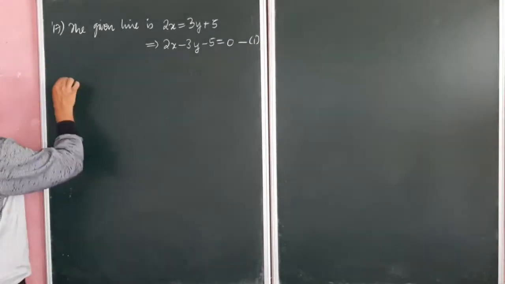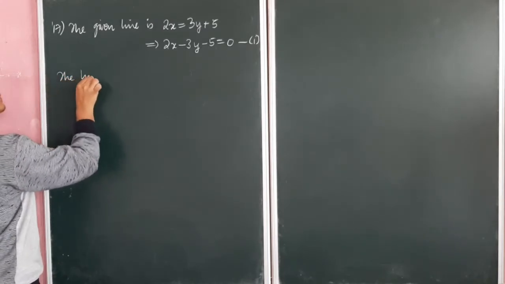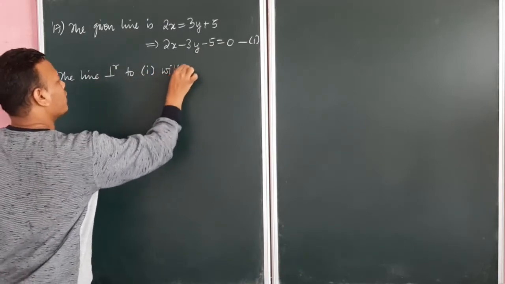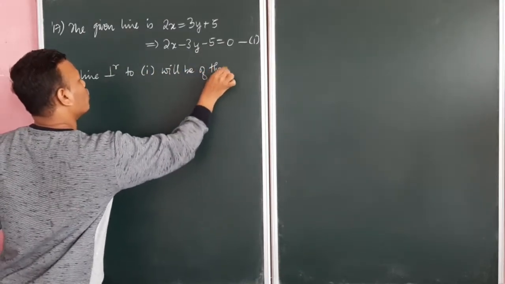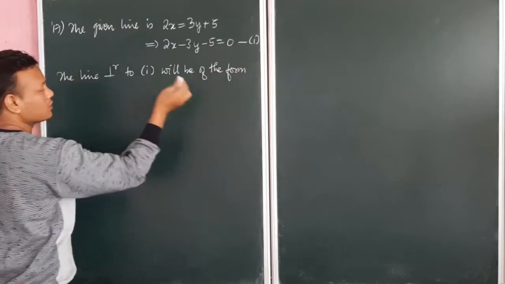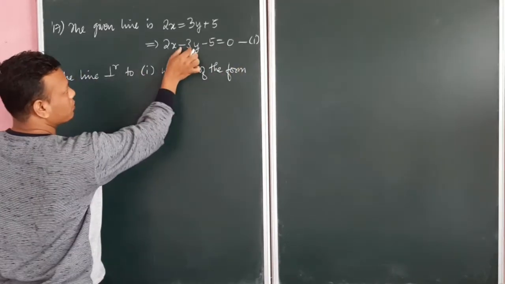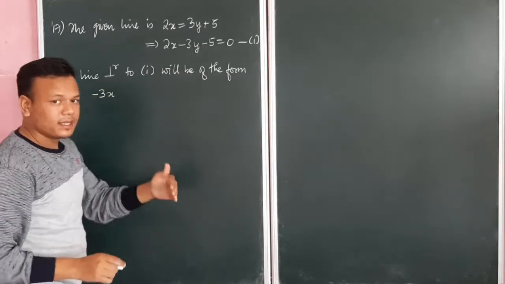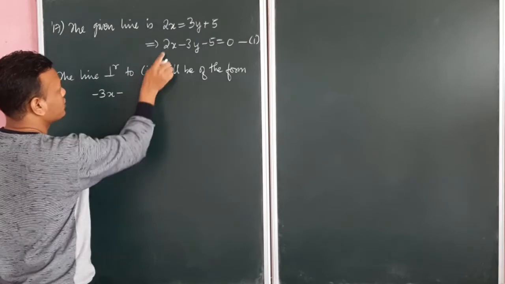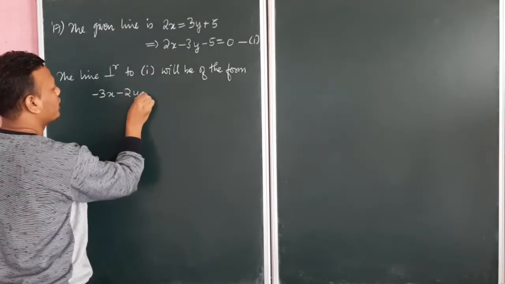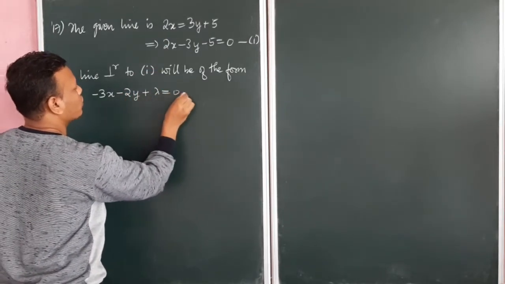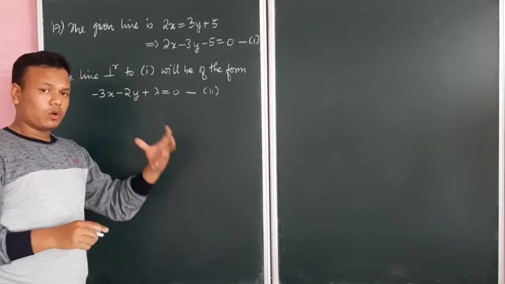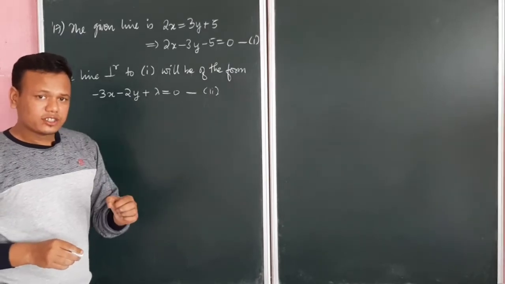So the line perpendicular to 1 will be of the form bx, and how much is b? B is minus 3, so it is bx minus ay. How much is a? A is 2, so 2y plus lambda equals 0, and let me call this equation 2. Now what they have given us is the x intercept, right?